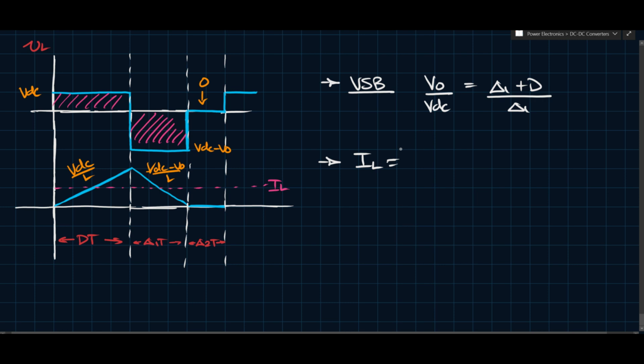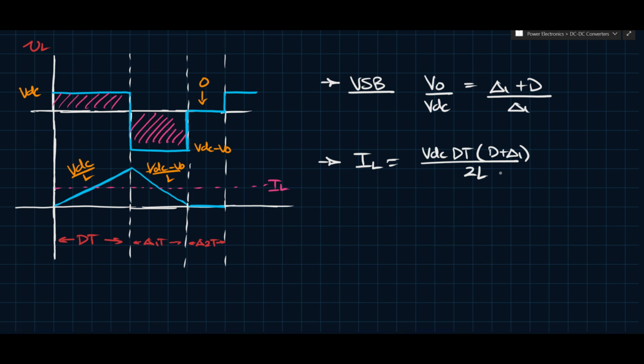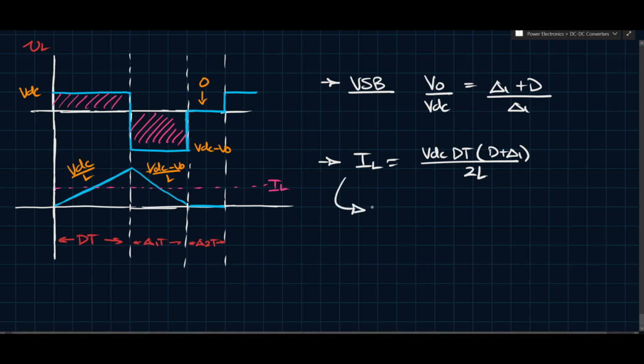VDC over L times dt. And then divided by 2, so this whole thing will be VDC dt times (D plus delta 1) over 2L. And this is the average inductor current. So we can then use the current conversion ratio, and using the current conversion ratio, we can show that IO is equal to VDC over 2L D delta 1 t.